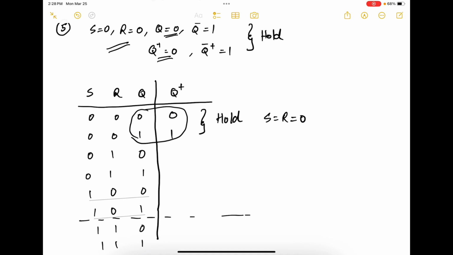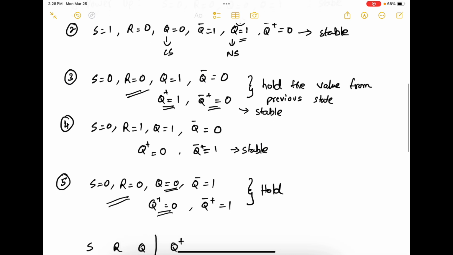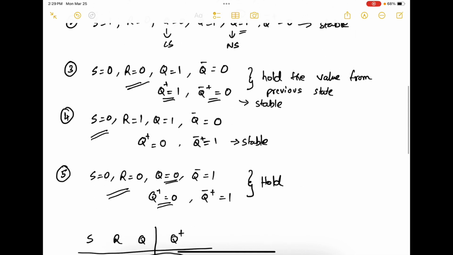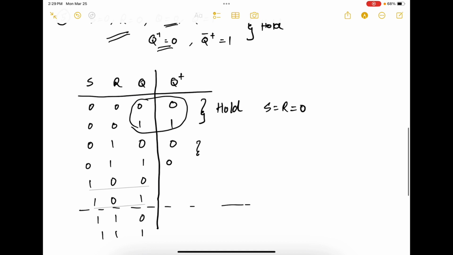Now when s equals to 0, r equals to 1, and q equals to 0, which is basically one of these combinations here. In fact, here we have q equals to 1, but you can make it as q equals to 0 as well and try what happens. In that case, your output is going to be 0. And when your s is 0, r is 1, and q is 1, which is exactly this combination, your q plus is a 0. This is known as the reset state. You're resetting the value in memory. So you have s equals to 0, r equals to 1. That's the reset.